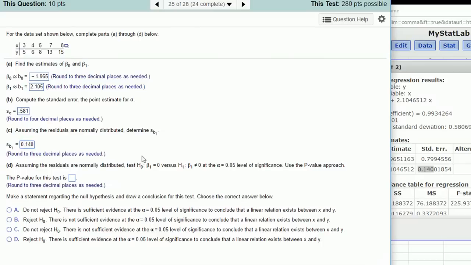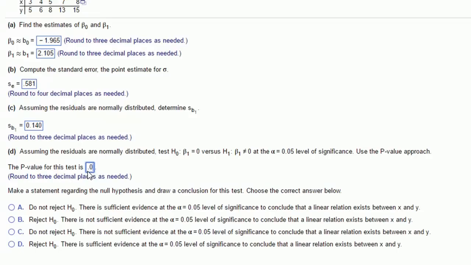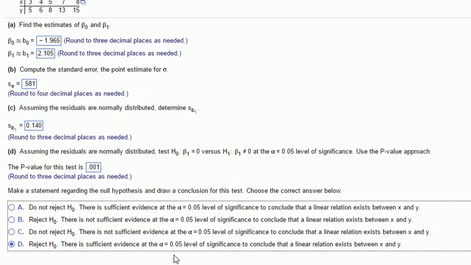Round to, let's see, assuming the residuals are normally distributed, do a hypothesis test. Well, the hypothesis test of beta 1 equals 0 versus beta 1 not equal to 0, that p-value is going to be given right here, 0.006. If I round to 3 decimal places, that's going to be rounded up to 0.001. That's pretty darn small. I reject the null hypothesis because there is sufficient evidence at the alpha of 0.05 level that the linear relation does exist. Yep.